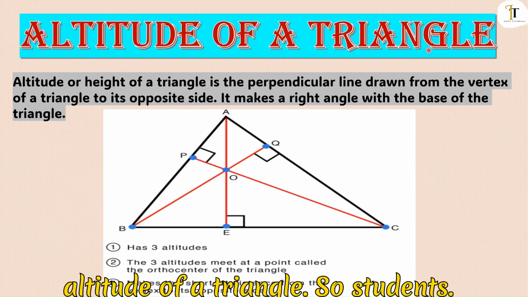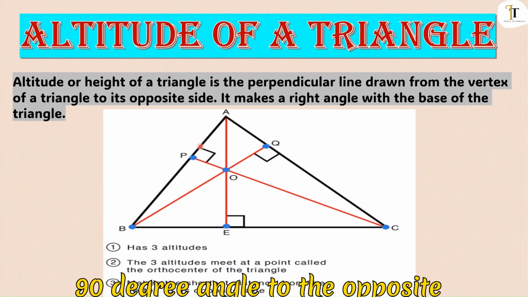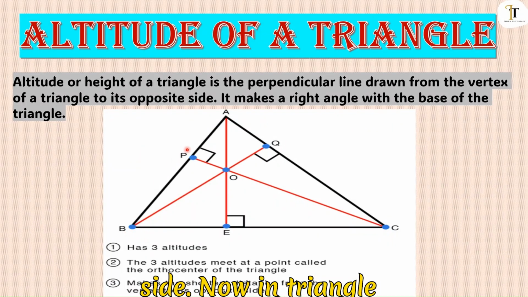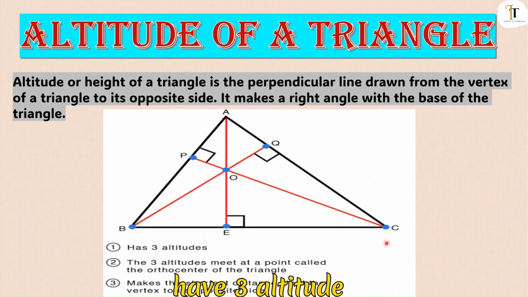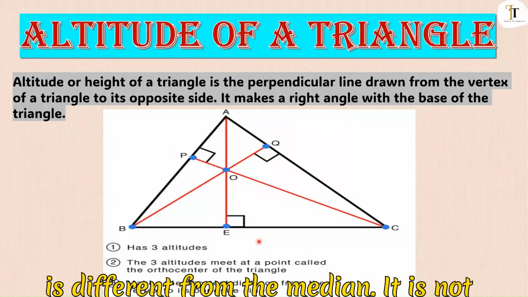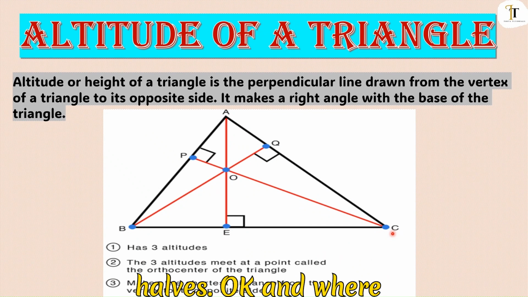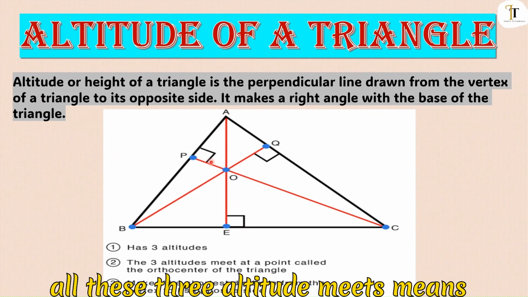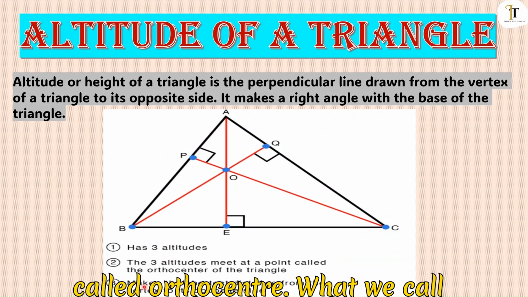Altitude of a triangle. So students, an altitude is a line which always makes a 90 degree angle to the opposite side. Now in triangle ABC, you can see we have three altitudes, CP, BQ and AE. And the most important thing, it is different from the median. It is not dividing the opposite side into two equal halves. Okay, and where all these three altitudes meet, means intersect, this point O is called the orthocenter.